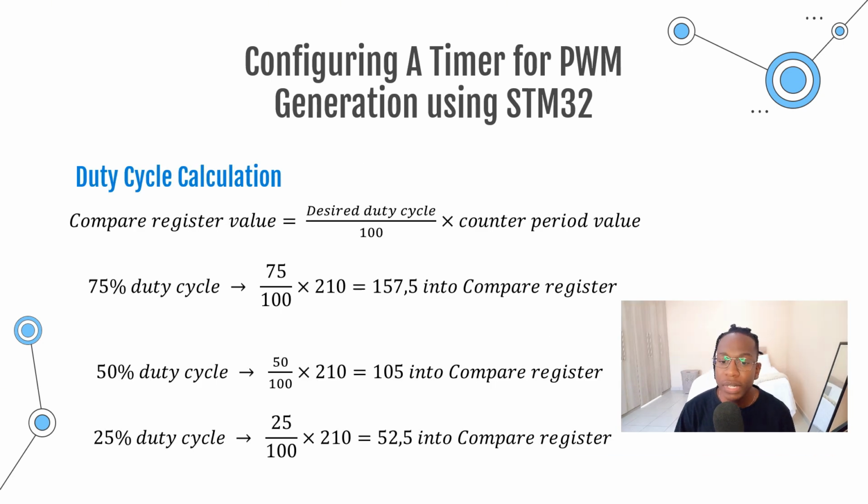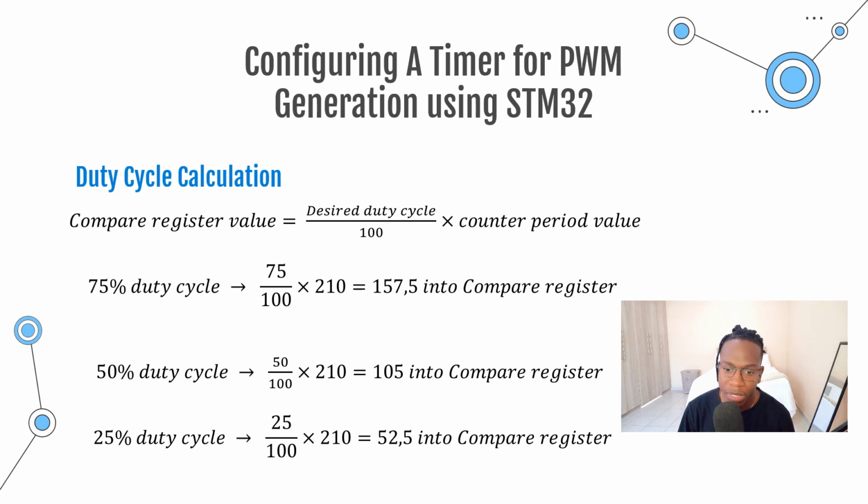To calculate the duty cycle for your generated PWM signal, there's a specific value that you need to add to the compare register. To determine what this value should be, you basically take your desired duty cycle value divided by 100, since it's a percentage, and you multiply by the previously calculated counter period value. So for example, if we want a 75% duty cycle, this would be 75% of 210, 210 being the counter period value that we calculated on the previous slide.